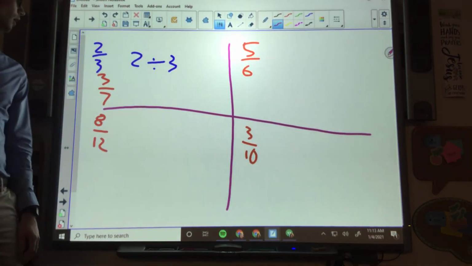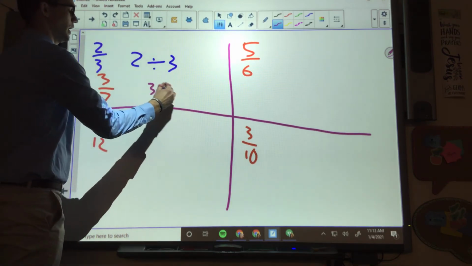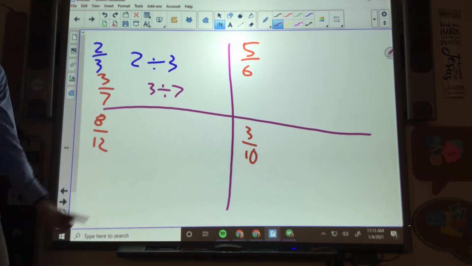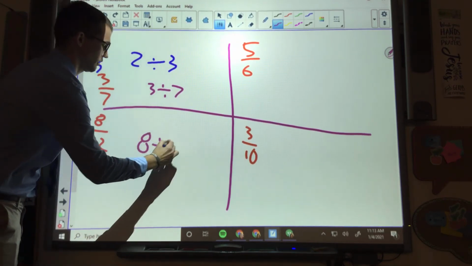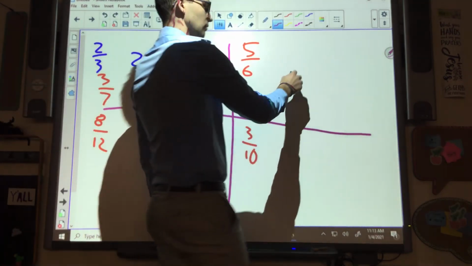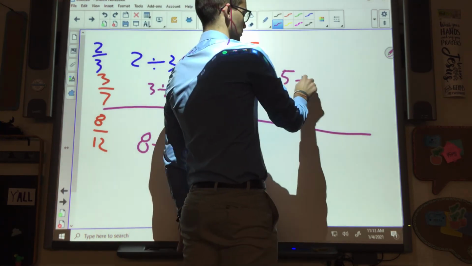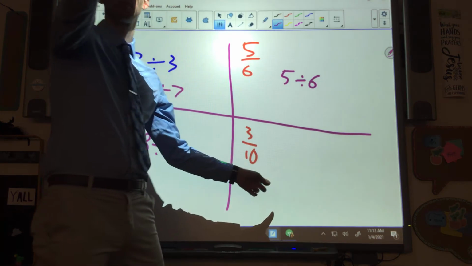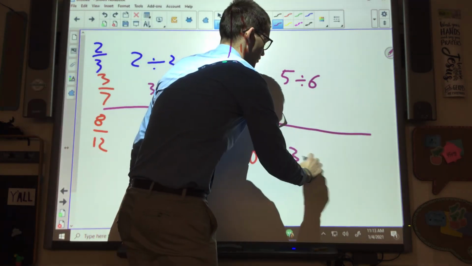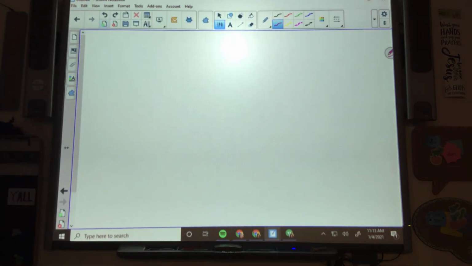Done? All right, tell me this one. 3 divided by 7. Yes. Next. 8 divided by 12. Yes. 8 divided by 12. Which one? This one. 5 divided by 6. Yep. Yes. 3 divided by 10. All right, that was the easy part. Back to your desks.